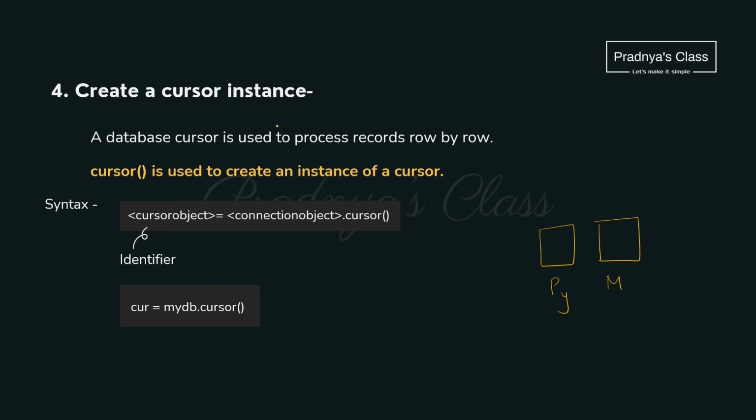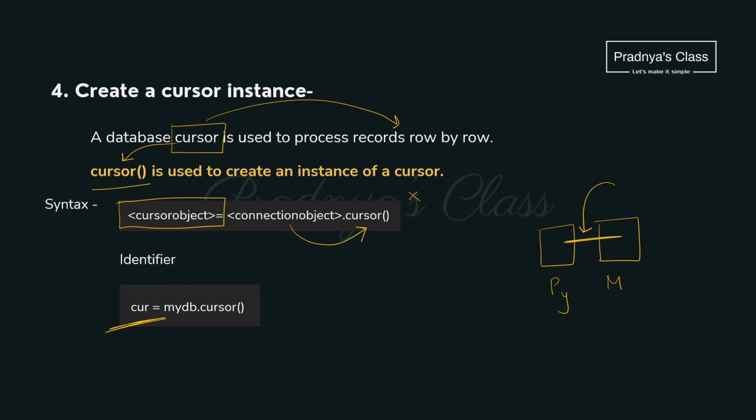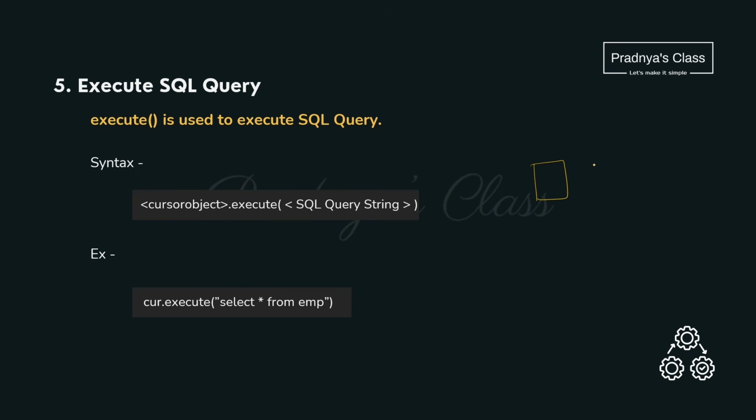Now let's move ahead. We need one cursor which will process the records row by row. For that we are going to use the cursor function. Obviously, this cursor function will work on the connection object. So look at the syntax: connection object dot cursor. It doesn't take any parameter. So with that we are going to create one cursor object. Let's give it a name, cursor. Connection got established and we are ready to process the records too.